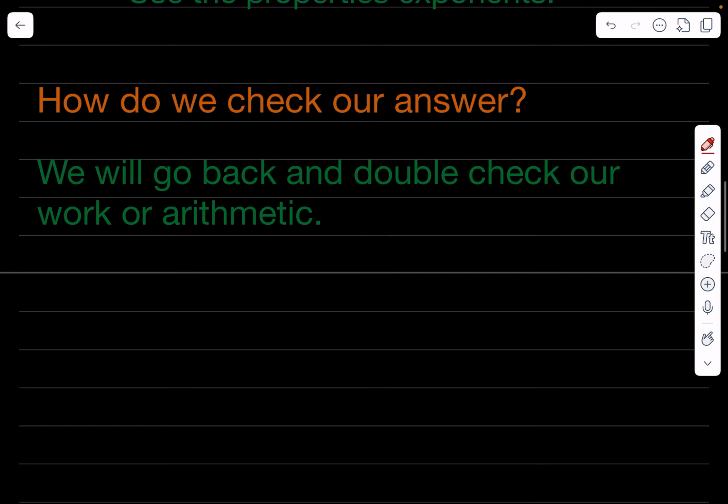How do we check our answer? Well, we don't have an equation this time. We have an expression that we simplified. So what I do is I will go back and double check our work and our arithmetic to make sure we didn't make a mistake. So let's get into it.